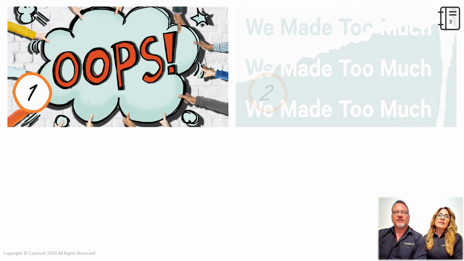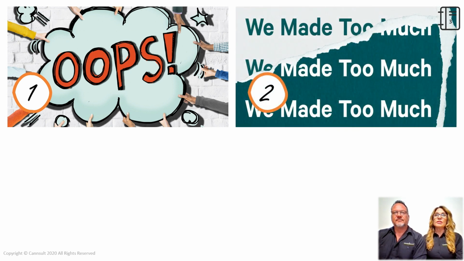And the second type of waste, overproduction. This is creating something before it's needed. This is quite costly because it amplifies all other types of waste. Overproduction can lead to lower quality and lower productivity, and it can make it more difficult to detect defects. Overproduction is often done to cover an underlying problem.